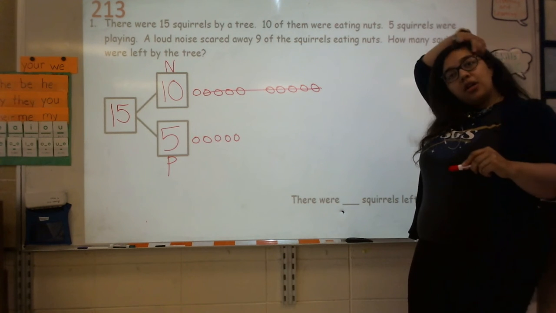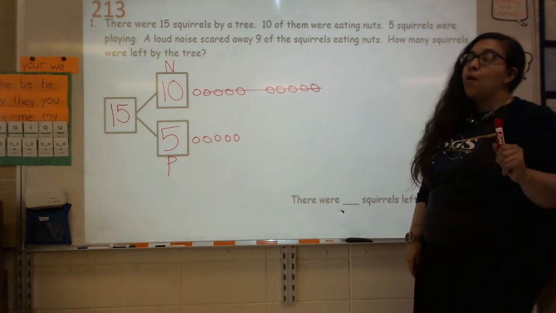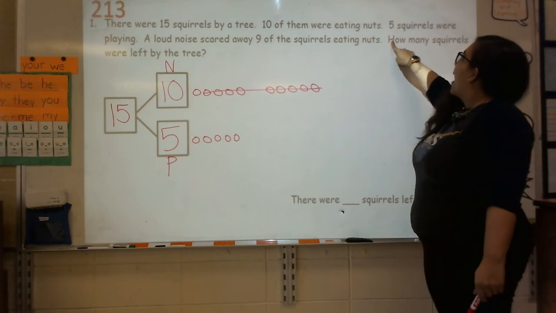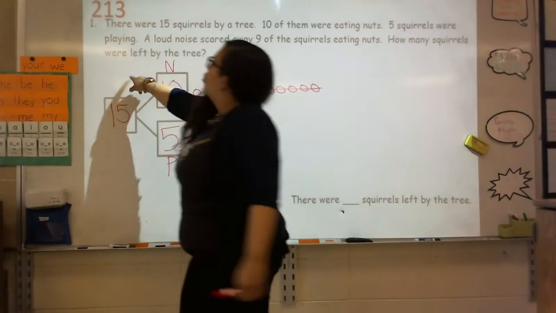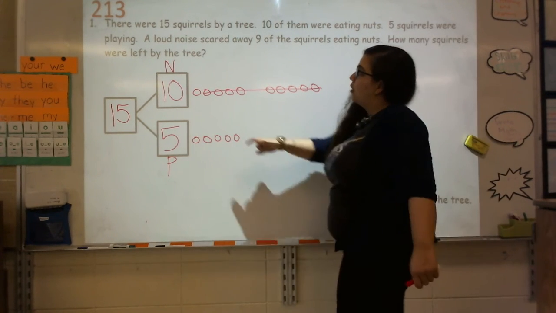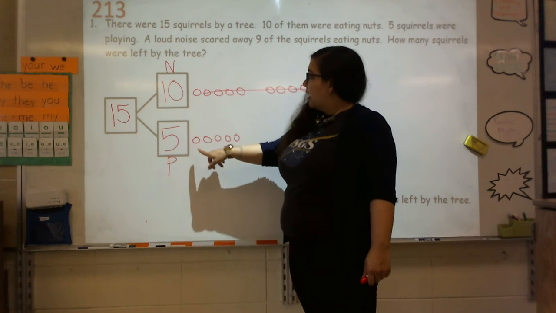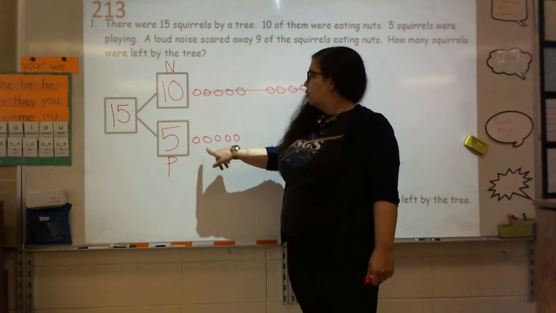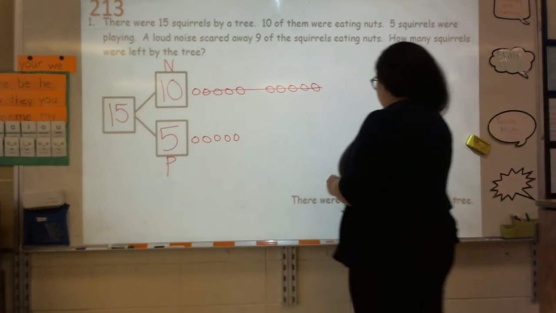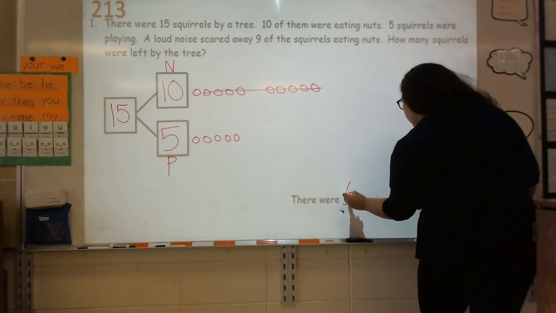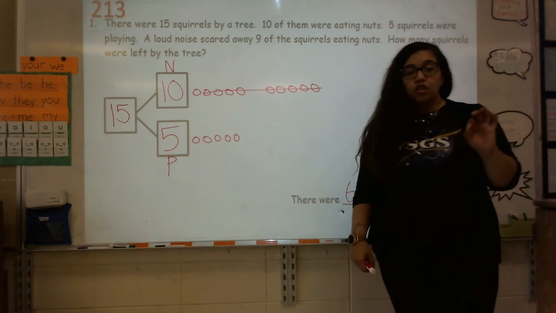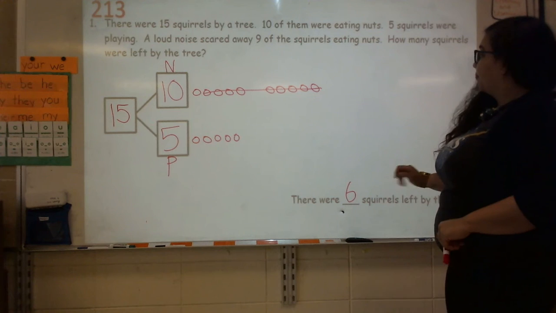Now, this time I want us to count all the remaining squirrels, because we want to know how many squirrels were left by the tree. How many squirrels were left by the tree? Well, there's the one eating nuts. And then 1, 2, 3, 4, 5, 6. Good. There were 6 squirrels left by the tree.